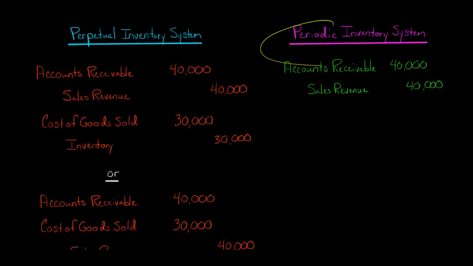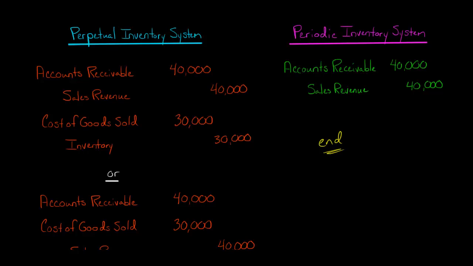Now, notice with the periodic inventory system over here, we are not debiting cost of goods sold or crediting inventory when the credit sale is made. Why is that the case? Because under the periodic inventory system, cost of goods sold is only recorded at the end of the period. The company is going to go and actually do a physical count of its inventory, and then it's going to use that information to calculate cost of goods sold. And I've got some other videos explaining how that's done with the periodic inventory system. But the key takeaway is, with the periodic inventory system, you do not debit cost of goods sold or credit inventory when there's a sale made.